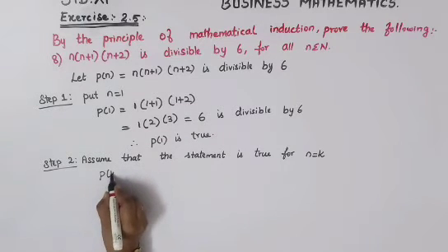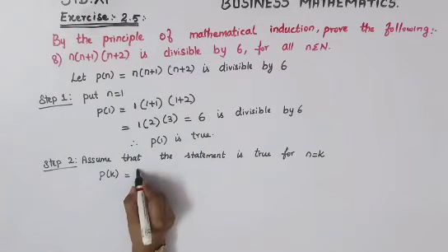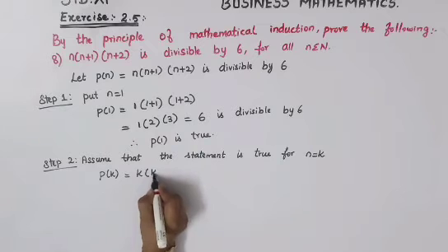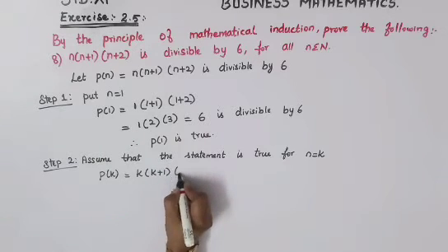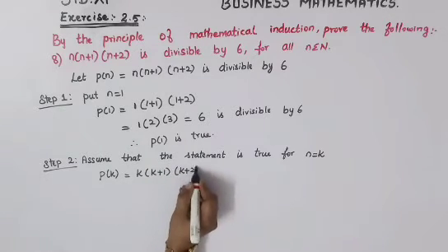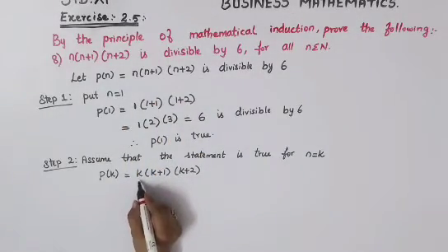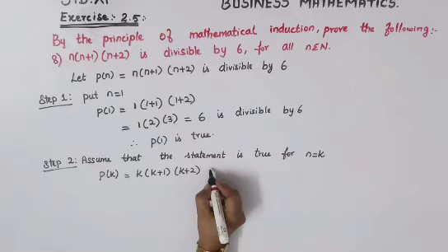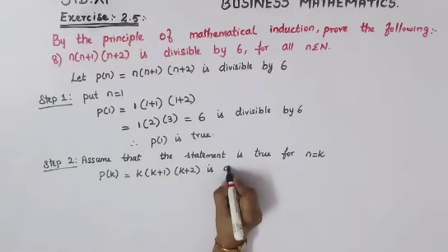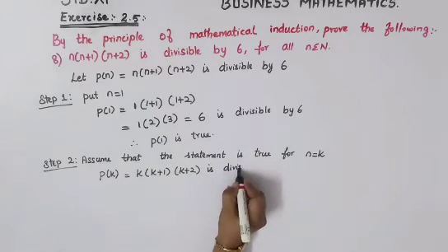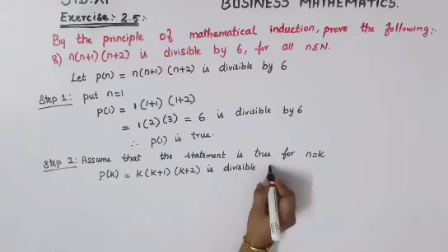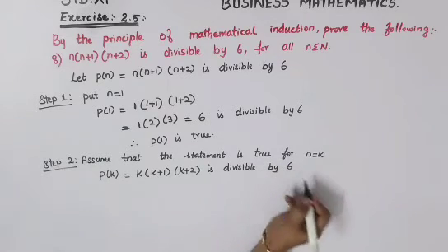So P of k is equal to k into k plus 1 into k plus 2. So your right hand side, n into n plus 1, n plus 2 is there. So it will become k into k plus 1 into k plus 2. Here you can declare the answer, because we are assuming only. Okay, so you can declare your answer divisible by 6.